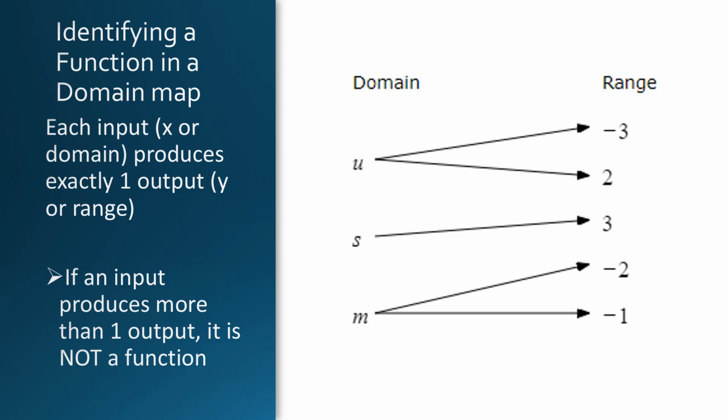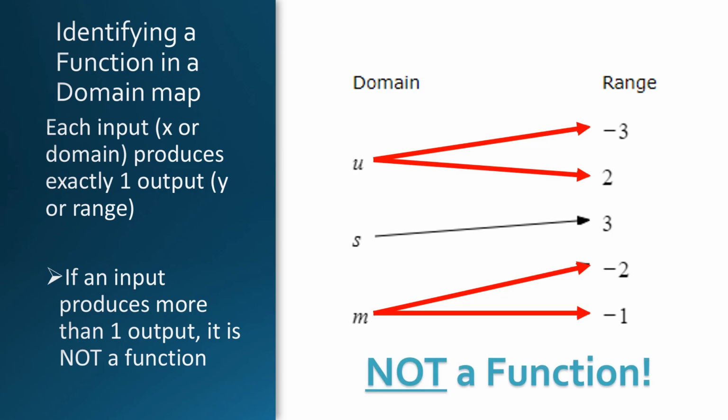So let's start with looking at the domain u. Now the domain u gives us two different ranges, -3 and 2. So because of that fact alone, this is not a function. So let's continue. S gives us one output, which is 3. So that part is functioning. But then you go down to the m again, and it gives us a -2 and a -1. Since there are domains that give us more than one range, that is not a function.